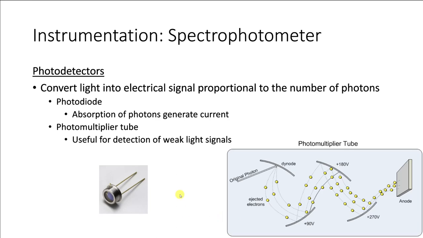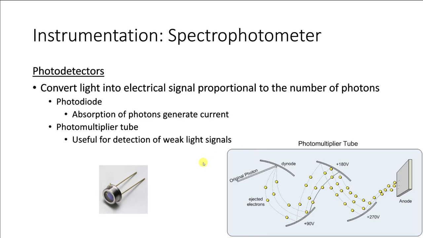Photodetectors, literally all it does is convert the light into an electrical signal that is directly proportional to the number of photons. Basically, its job is to make sure that it reflects the amount of light that passes through into it and generates an appropriate amount of signal that way. Photodiodes, which is this little bit here, what happens is when light gets absorbed into it, it'll generate electrical currents. I don't really know the specifics behind that, but that's all you need to know that it does.